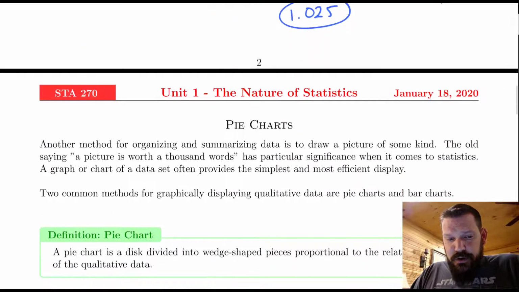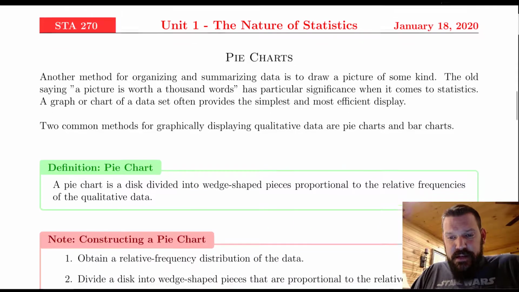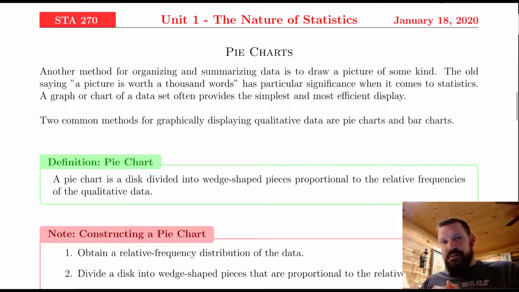There's a lot of graphical ways to represent qualitative data, and these are all going to be things you have seen before. What we did today was just an introduction to some terminology. This set of notes is going to be a lot of just refreshing you on things that you've probably already seen in the past. So a pie chart is one way to represent qualitative data.